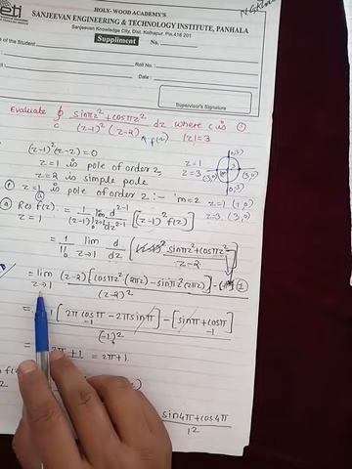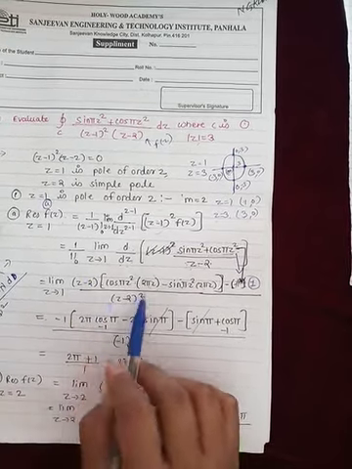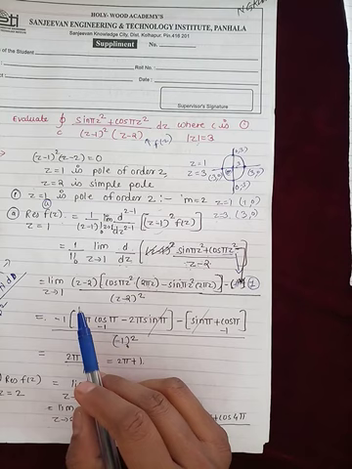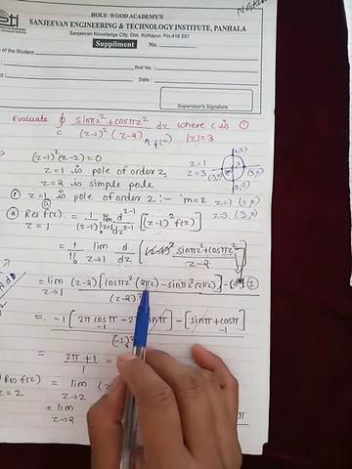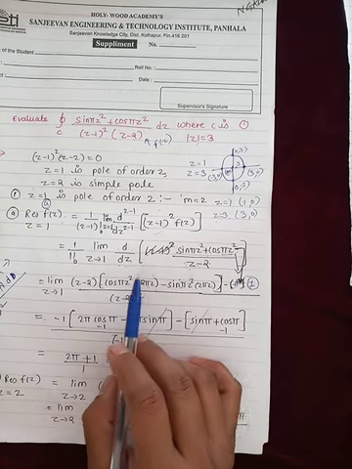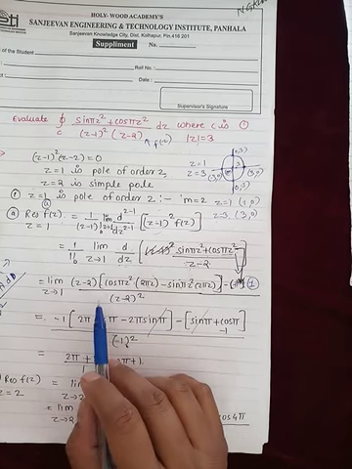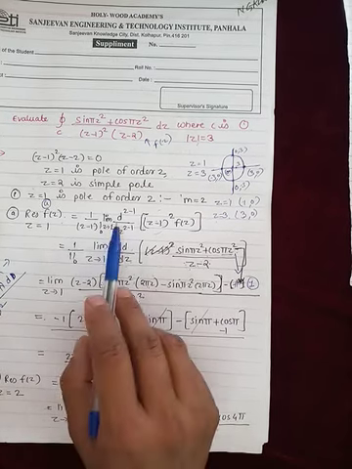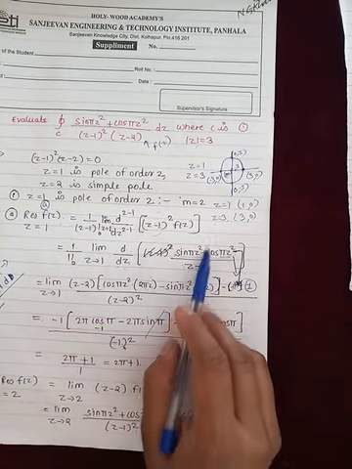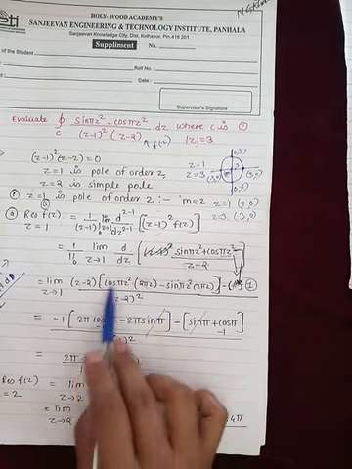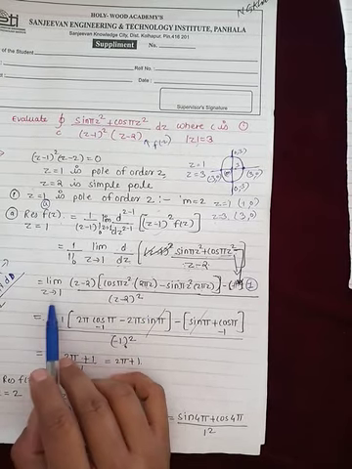So then don't simplify this, because at the last we have to put this z equal to 1 value after taking the derivative. So here, before taking the limit, d by dz of this function, by using the quotient rule we get this answer. Now apply the limit rule.